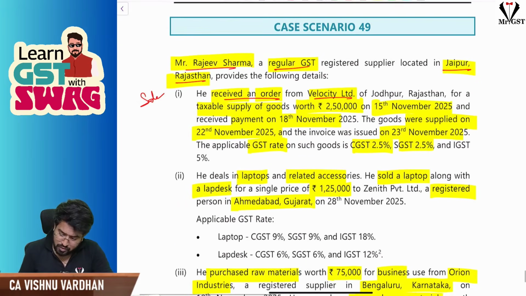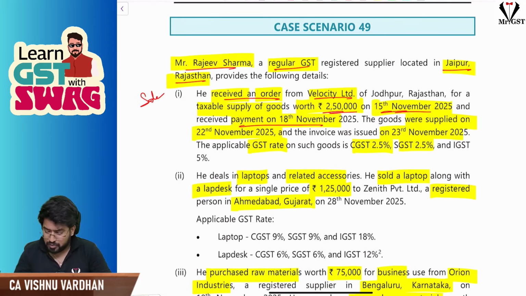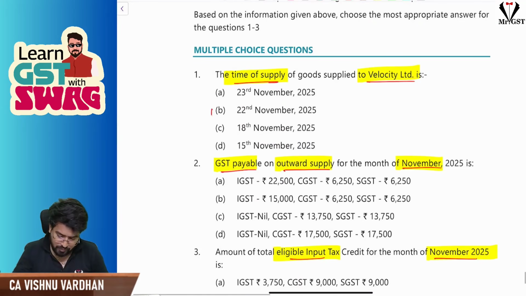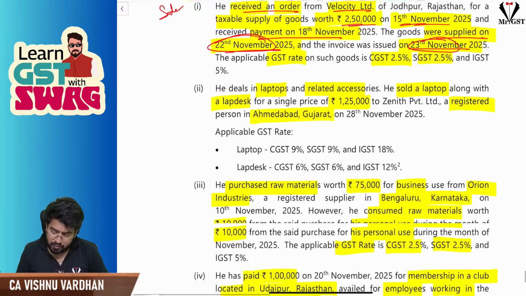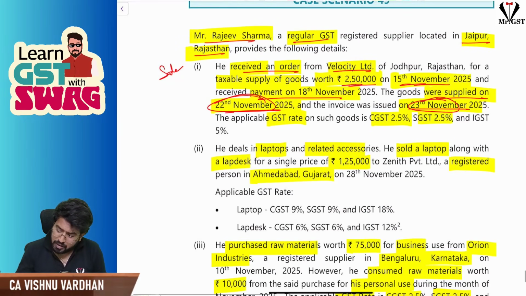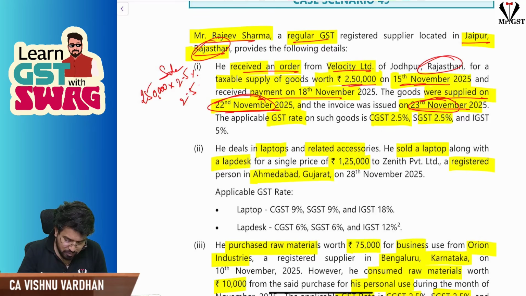Received an order. So 2,50,000 worth, 15th November. And for this payment is on 18th November. Goods supplied on 22nd November. Invoice is on. So removal of goods is happening. Due date of invoice, actual date of invoice, 22nd or 23rd, which is earlier? 22nd is earlier. Okay, they've asked you GST payable on outward supplies for November. If you understand here, this is happening in the month of November, and this fellow is also from Rajasthan. So 2,50,000 into 2.5%, 2.5%.